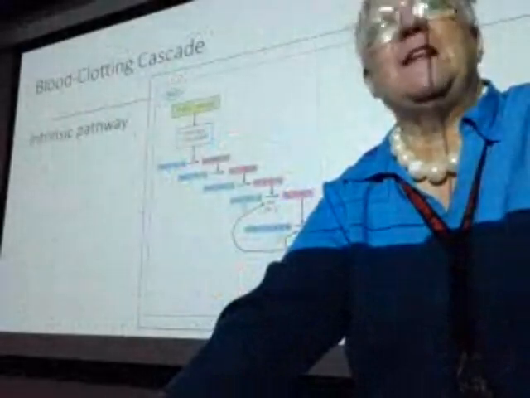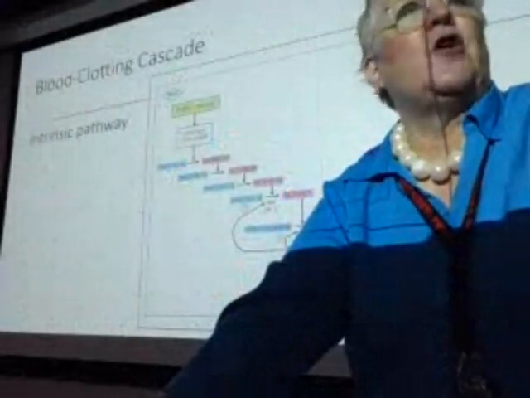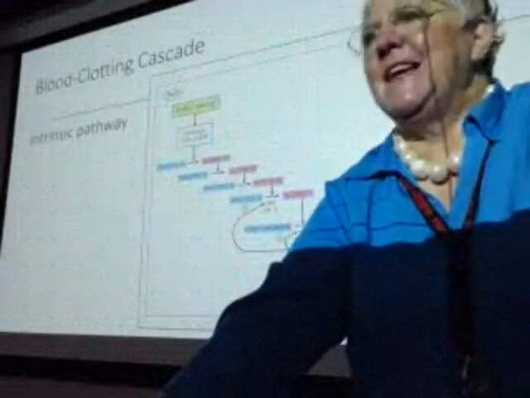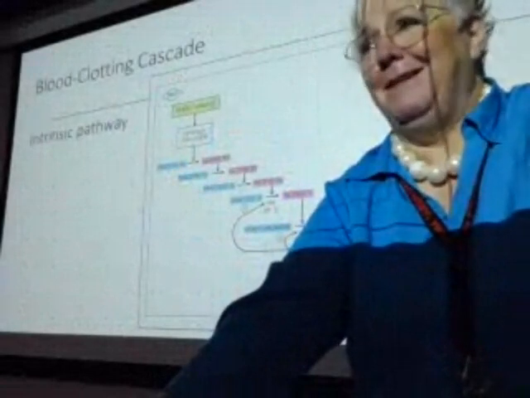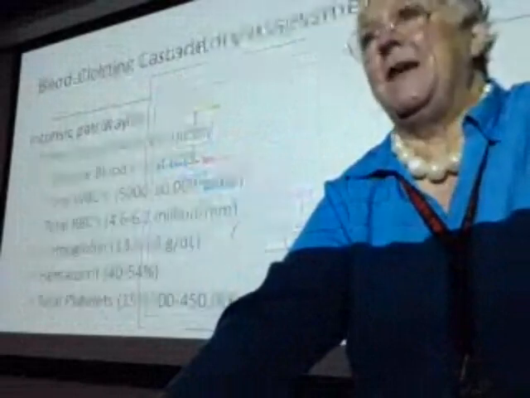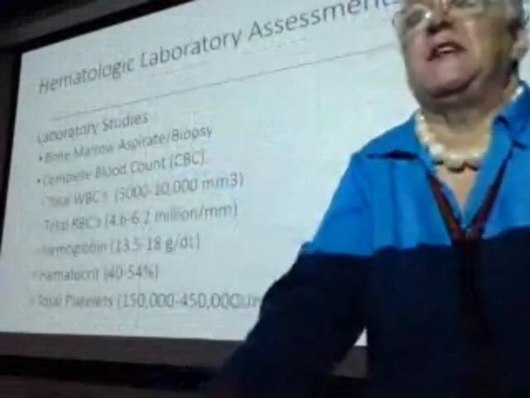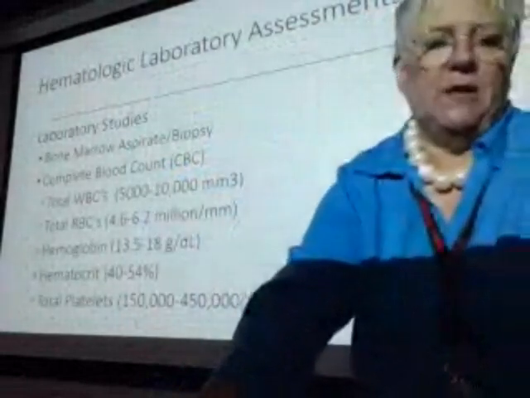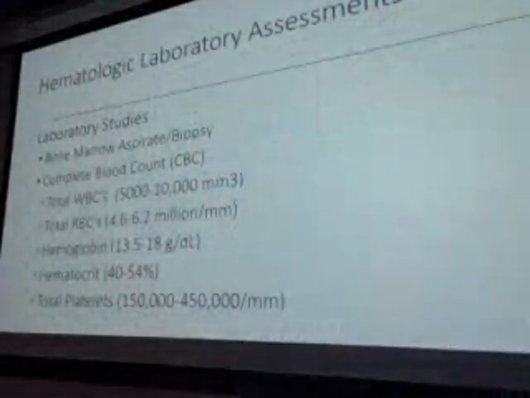The thing that I want you to take away from this is that there are 13 factors required to clot blood. Isn't that amazing? I mean, it's a big deal. So anyway, you have to have them. And if you are missing one, especially 10 or 8, some of the more important factors, your blood's not going to clot. So you need to be aware of that.